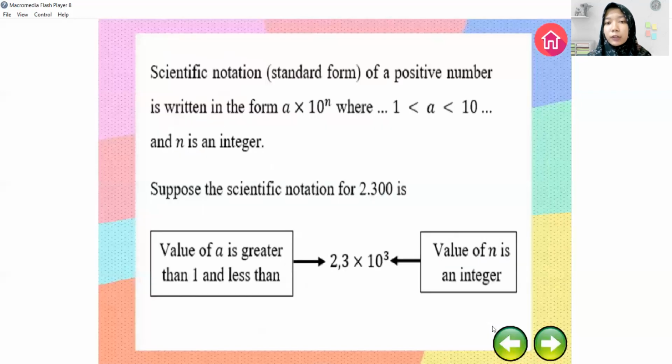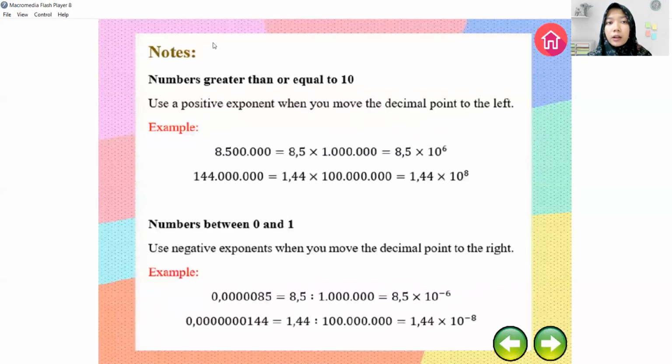materials about scientific notation. Scientific notation or standard form of a positive number is written in the form a times 10 to the power of n, where a is greater than or equal to 1 and less than 10, and n is an integer. I give the example. Then next, notes for students.